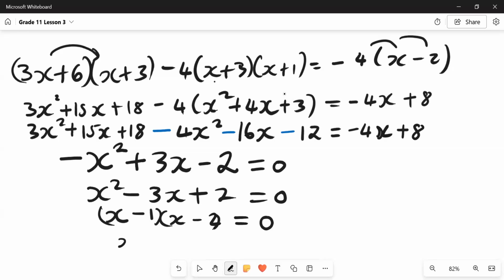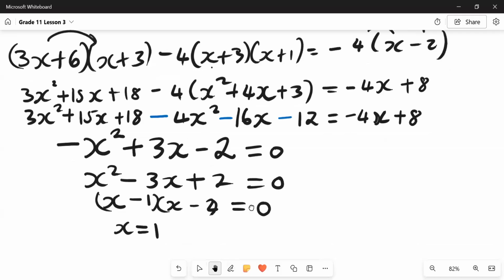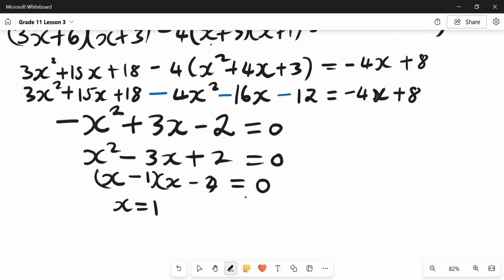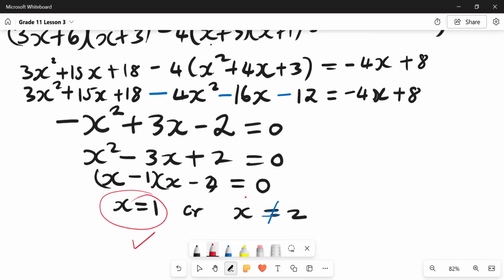Then your solutions: x equals 1, or x equals 2. But from our restrictions, x is not equal to 2. So this is our only solution. Right one with the right pen. So x equals 1.